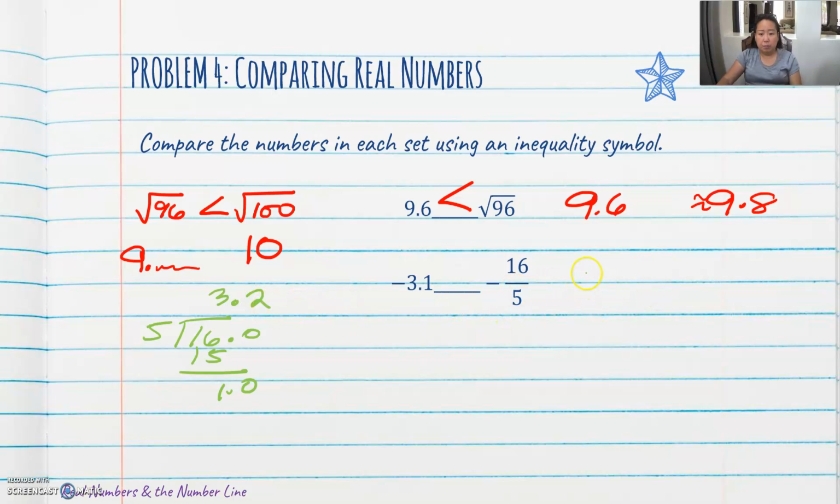So here, we are comparing negative 3.1 and negative 3.2.